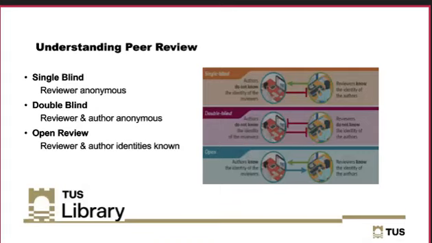Understanding peer review. So you've got single blind, double blind, or open review. Peer review is a critical part of scholarly publishing. Different journals use different review models. Single blind review keeps reviewers anonymous. Double blind review anonymizes both author and reviewers to reduce bias. Open peer review increases transparency by making identities known. Always check the journal website to understand the review process before submission. And if you're unsure how to do this, contact us here in the library and we will show you.